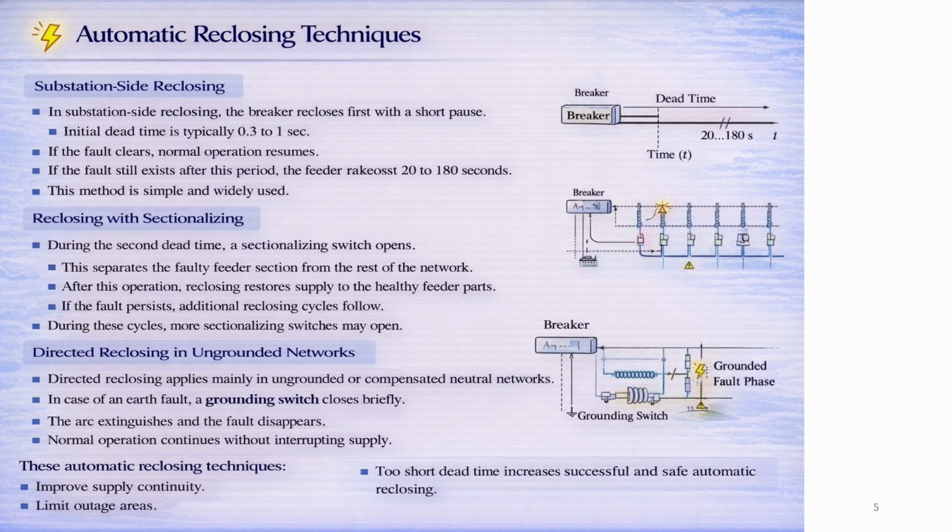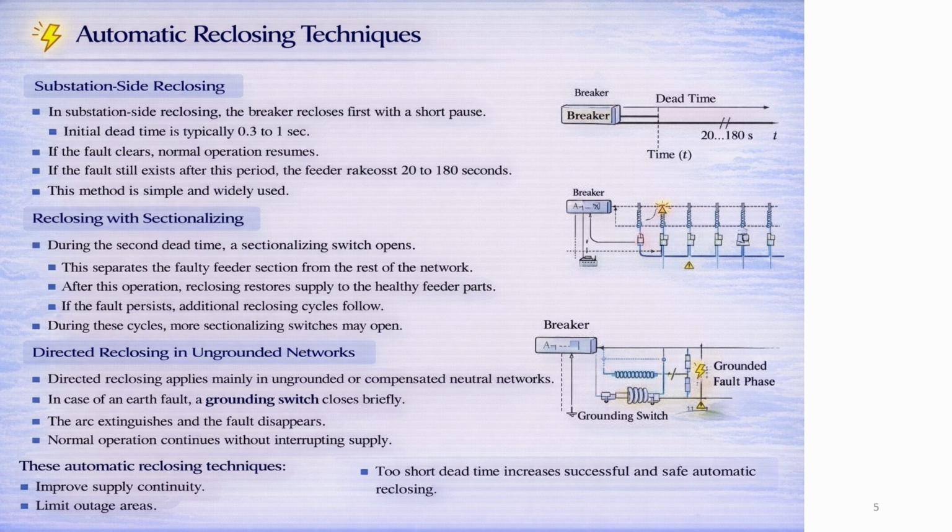If the fault does not clear, normal reclosing follows. This may include sectionalizing or full reclosing. In underground or arc suppression coil networks, earth fault current may be small. Protection sensitivity may become insufficient.